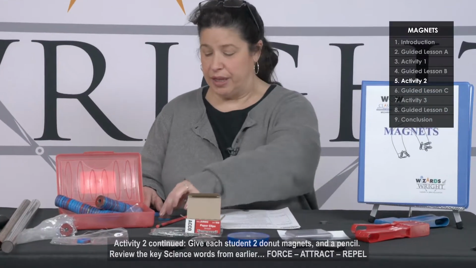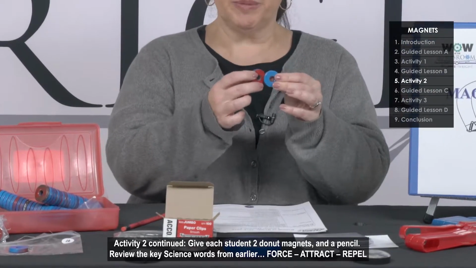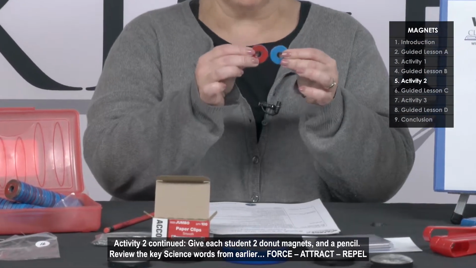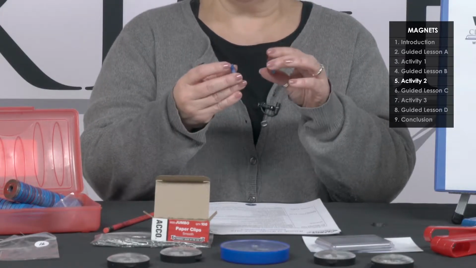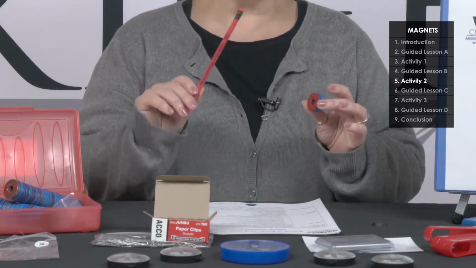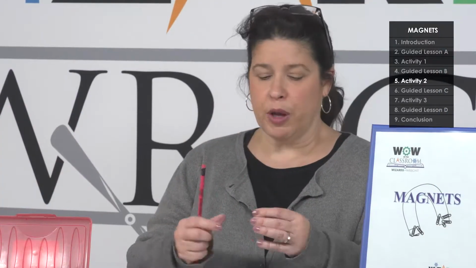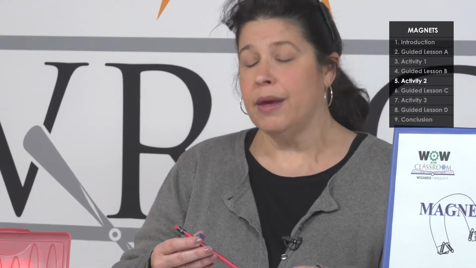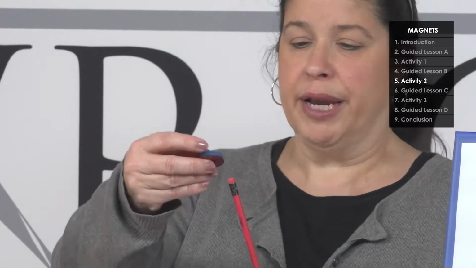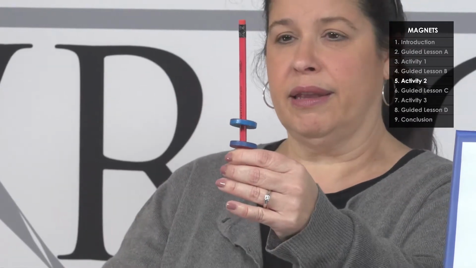In the next activity, give students 2 donut magnets. Let them begin to experiment and see if they can feel that force, feel that pull. Talk again about attracting and repelling. When you're ready, give the students the pencil to use and allow them to begin experimenting. Of course, we always recommend only give the students the materials when you're ready for them to use them, because as we know, they're probably not going to wait. All right, so we're going to put these on here and let them experiment.